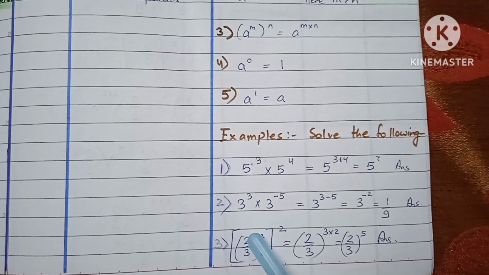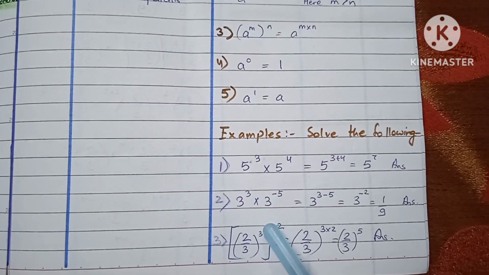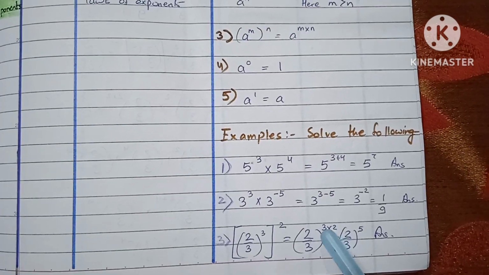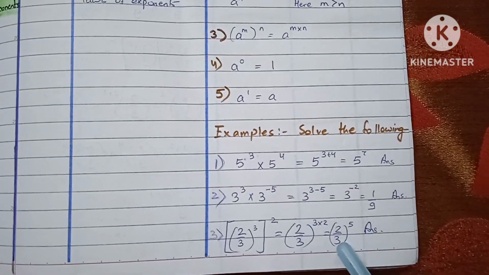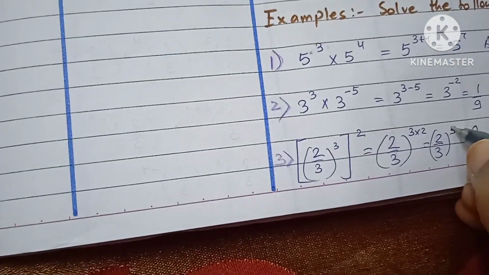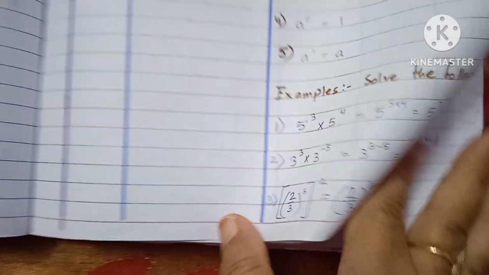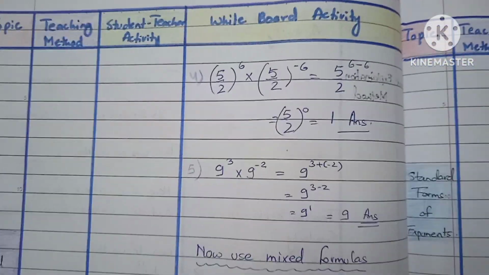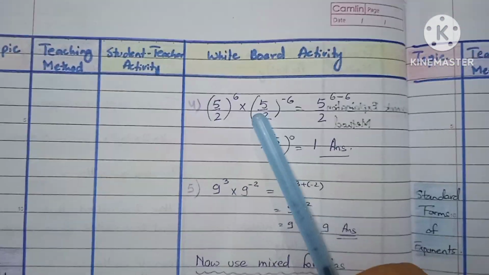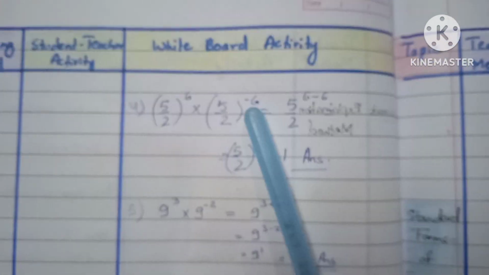Similarly, another example is covered over here. This is basically 2 by 3 raised to the power 3 and then bracket power 2. So over here we multiply the powers and we get 2 by 3 raised to the power 6. I'm really sorry, this is 6 over here. Now let's move on to the other questions. Over here we have a question: 5 by 2 raised to the power 6 into 5 by 2 raised to the power minus 6.